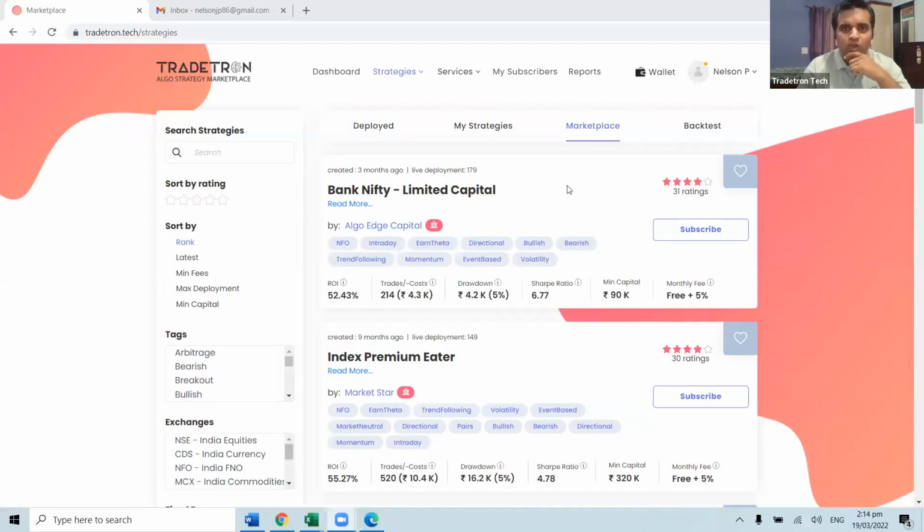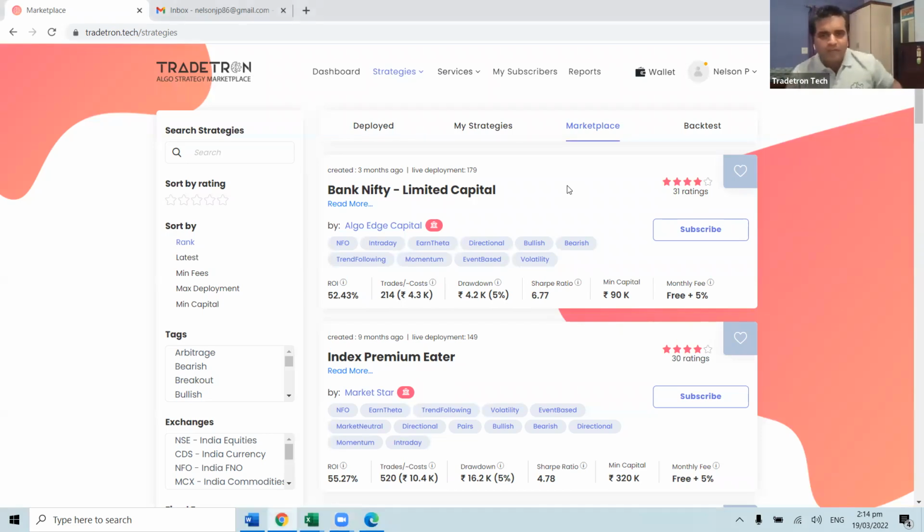So for today, we will discuss the marketplace settings that are there in the strategy creation page. Let me start off by sharing my screen. One second. Is my screen visible to you all? It's visible, right? Okay, great.